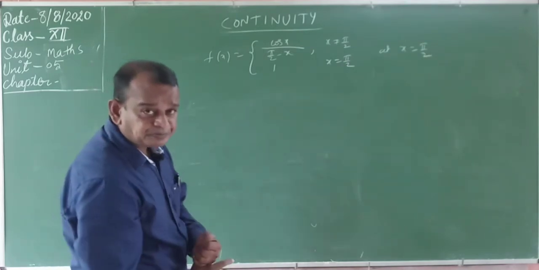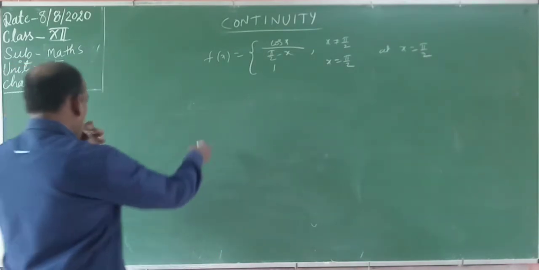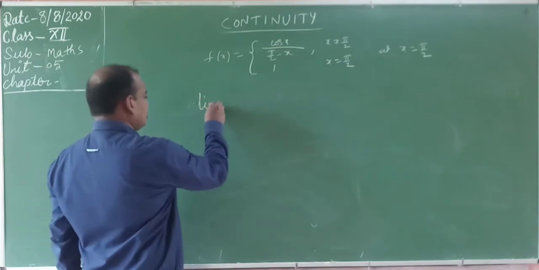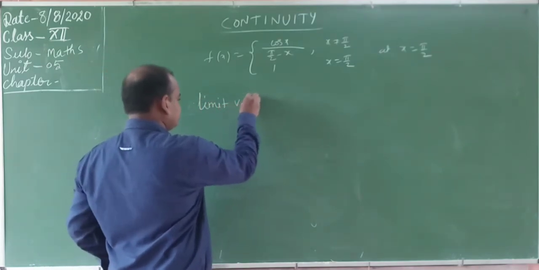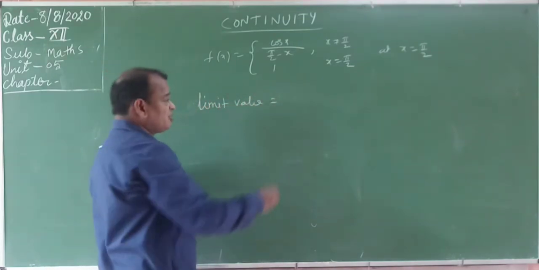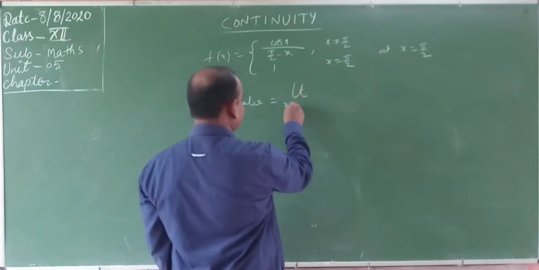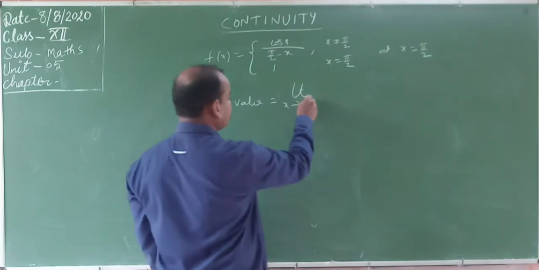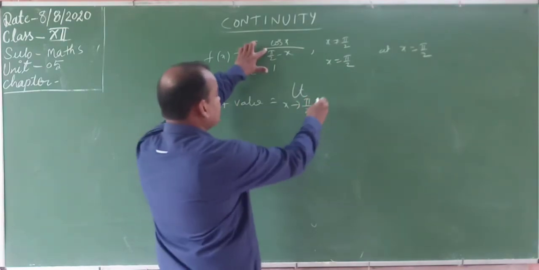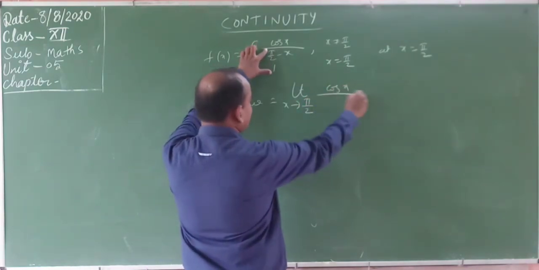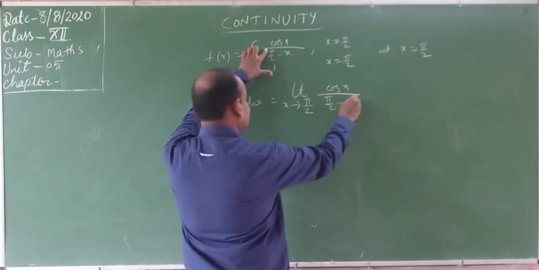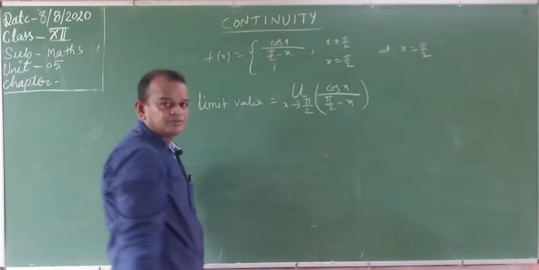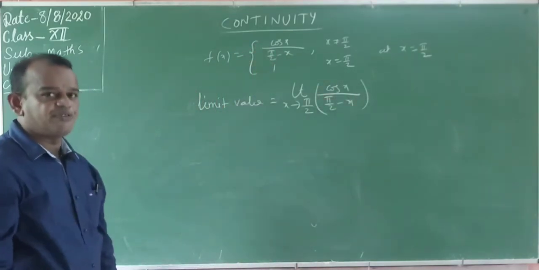Now we write the limit value directly. Limit value is equal to the formula: limit x tends to a, where a means pi by 2. Only one function is there: cos x by pi by 2 minus x. Any doubts? Limit x tends to a f of x.